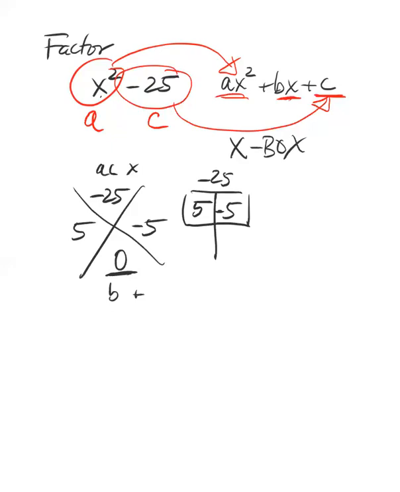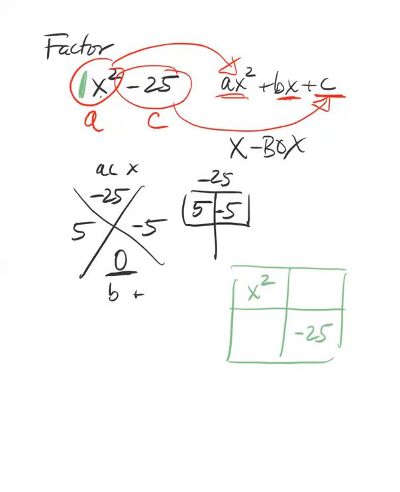Okay. Now, because the coefficient in front of the x squared here is a 1, we don't actually have to do the box. But I'm going to do the box anyway, just to show you that it does work. So anytime you're factoring and you don't know what to do, you can always use the X box. Okay, so the a term still comes in here. The c term comes in here.